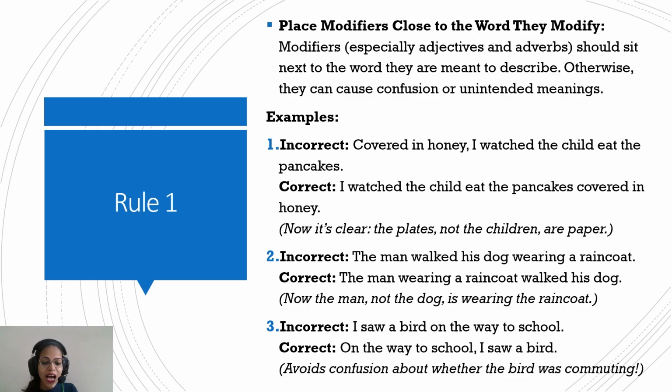On the way to school, I saw the bird. So on the way to school is the modifier and I is being modified, so it should be placed closer to the I, not to the saw the bird. Okay, so a modifier should be placed close to the word that it is modifying to avoid any confusion.